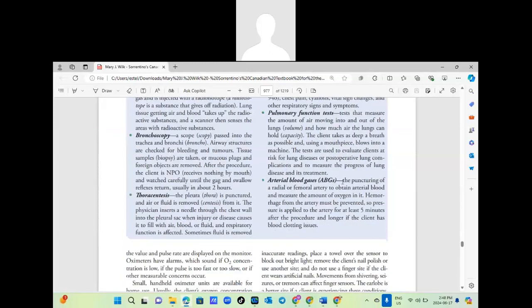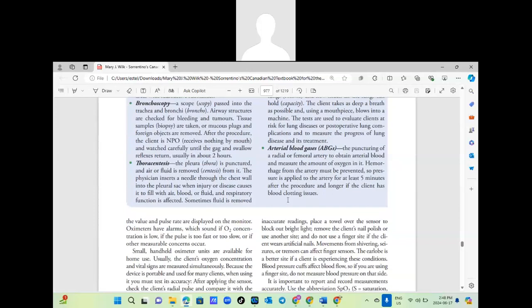Let's go to the arterial blood gases or ABGs. This is puncturing of the radial or femoral artery to obtain arterial blood gases and measure the amount of oxygen in it. Hemorrhage from the artery must be prevented, so pressure is applied to the artery for at least 5 minutes after the procedure, and longer if the client has blood clotting issues. Okay, so some of my residents, the doctor ordered arterial blood gases or ABG. Okay, if they have blood clotting issues.